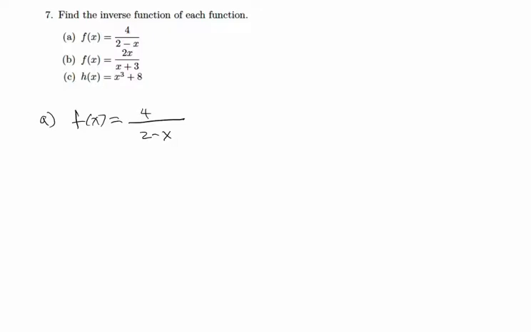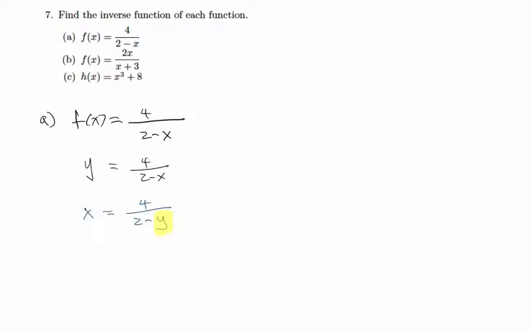So we can write f of x as y equals 4 over 2 minus x. And here we switch x and y. In order to be more precise, we can just replace y with x. So let me write in a different color here. We write y with x and all the x's with y. Here we have to have only one x, so we just write it like this. Now we solve for this y right here.